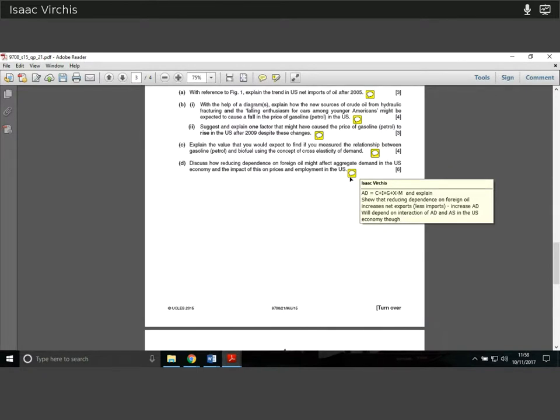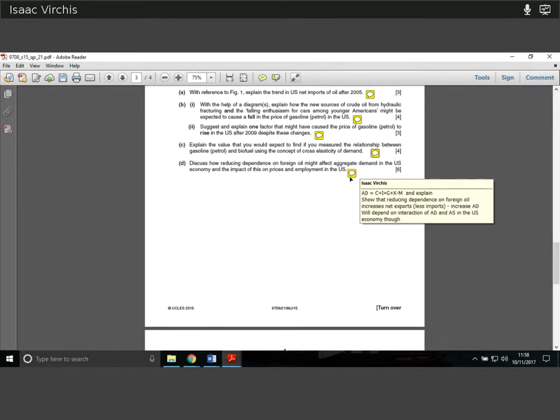To get top marks here, though, you have to do a little bit of evaluation. We really want to say how this is going to depend on prices and employment, and how this is going to play out in the economy really depends on how aggregate demand and aggregate supply in the US economy interact. So how much, if we boost aggregate demand by reducing imports a little bit, are we going to actually boost supply?